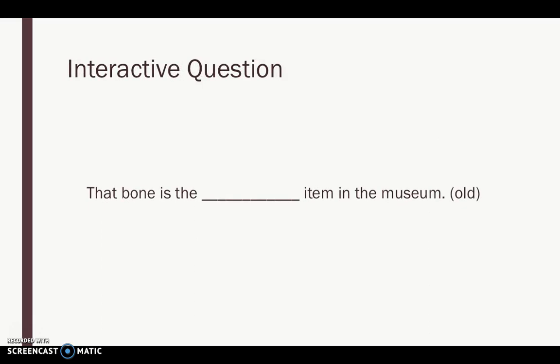Here, help me with this one. That bone is the blank item in the museum. The adjective we're using is old. So out of all the items in the museum, what do we do with old? Old is 1 syllable, and it ends in a consonant. There's no vowel, so it just becomes oldest.